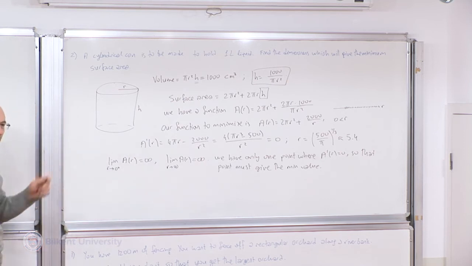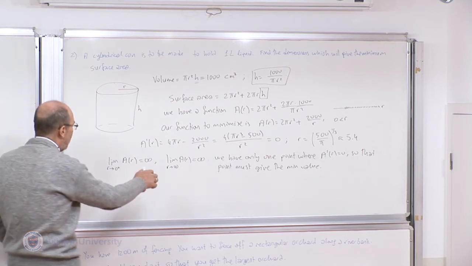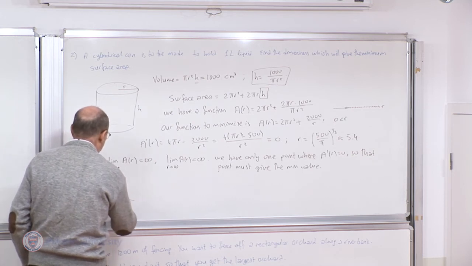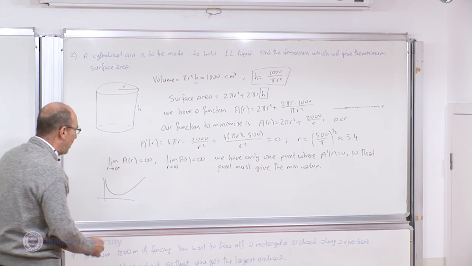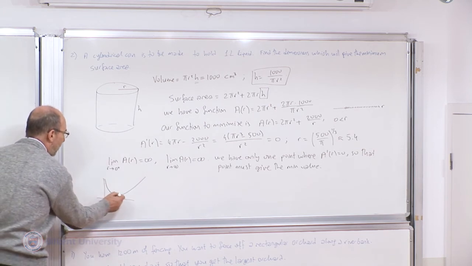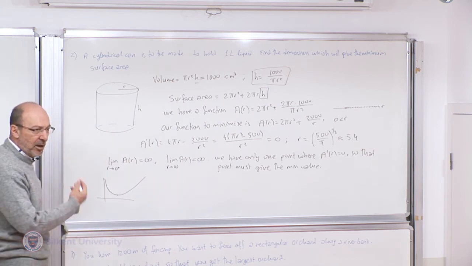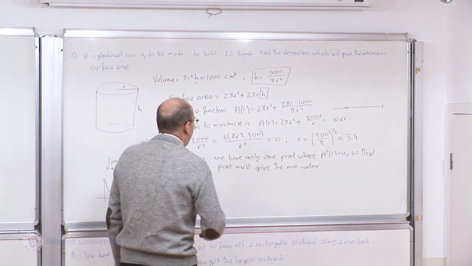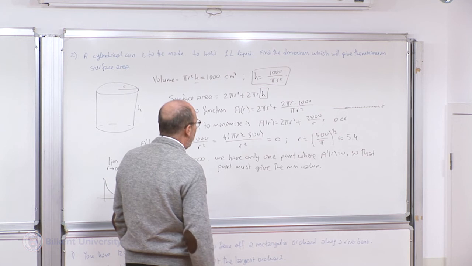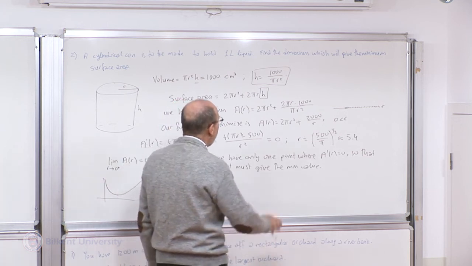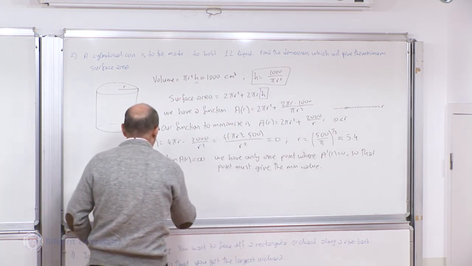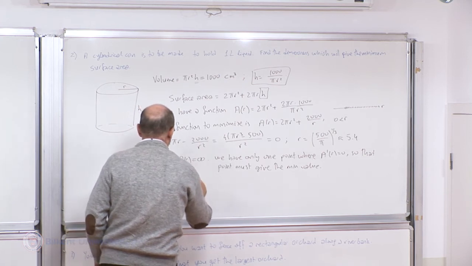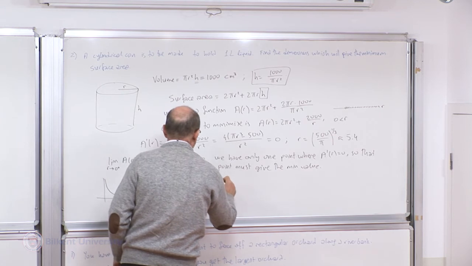But in one variable, we have a graph. Okay? So it says that the graph is something like this. It comes from infinity, and then it goes to infinity. And we have only one point where the derivative is 0. Okay, so that point must be the minimum. Okay, so before we give the answer, we have to calculate h also. Calculate also h at that point.